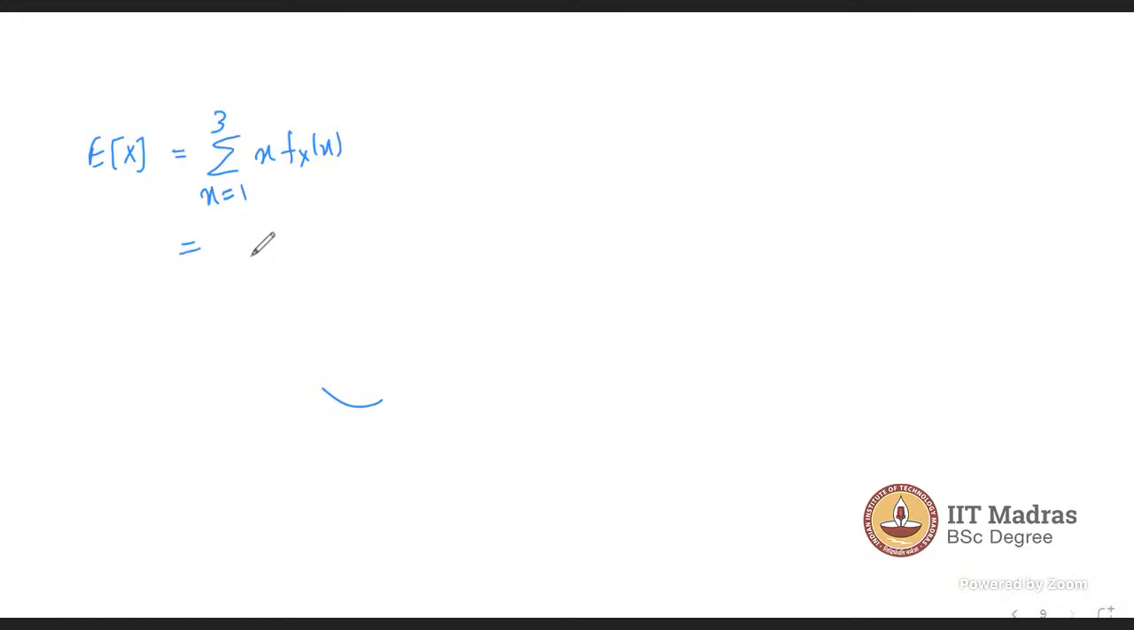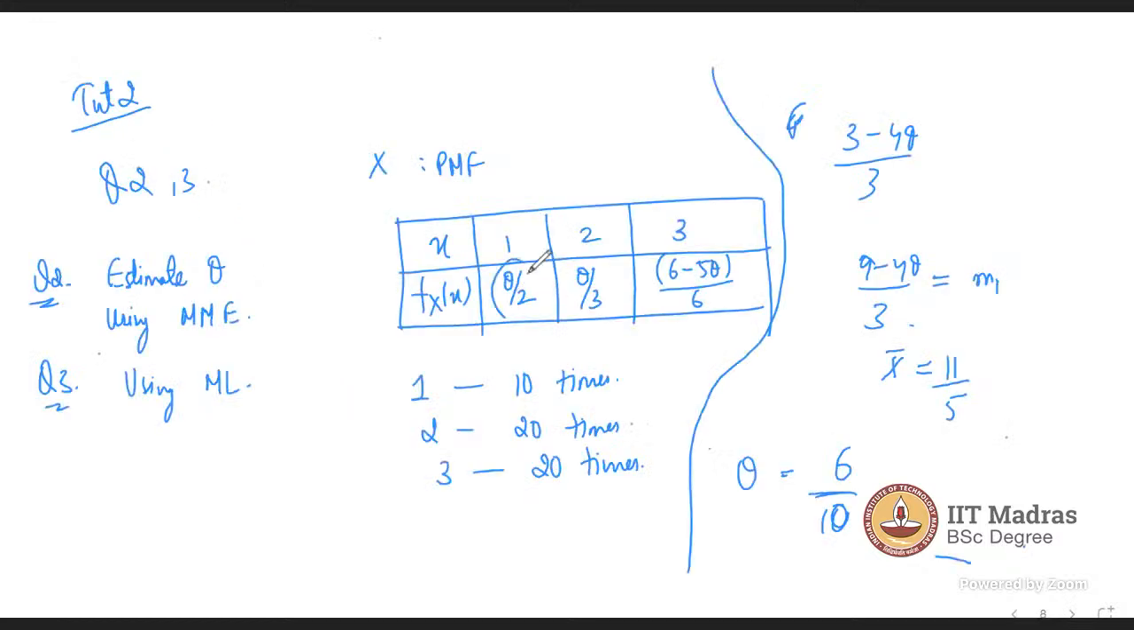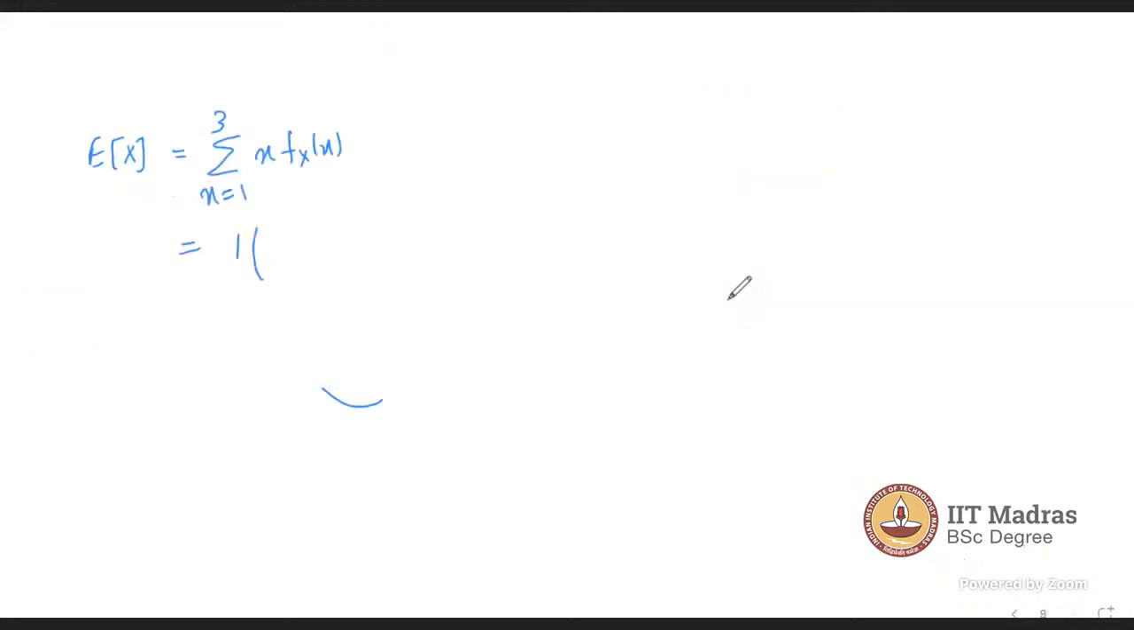If you find the expectation, it is basically 1 times theta by 2 plus 2 times theta by 3 plus 3 times (6 minus 5 theta) by 6. Once you do it, you will get (9 minus 4 theta) by 3. So this is your M1. Now you have to find theta here.